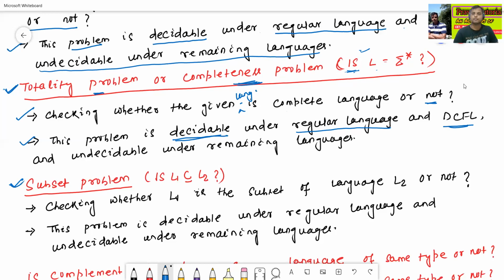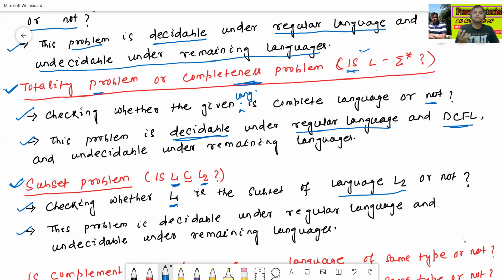Next, we'll see the subset problem. What is the meaning of the subset problem? In short, we can write it like this: is L1 a subset of L2, where L1 and L2 are languages? Is language L1 a subset of language L2 or not? This is called a subset problem. It means checking whether the language L1 is a subset of language L2 or not.